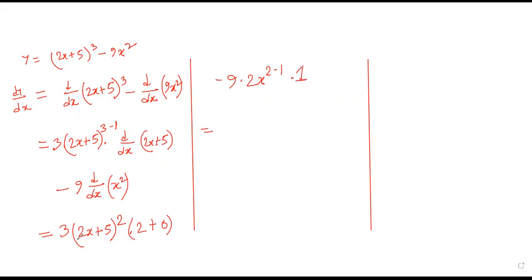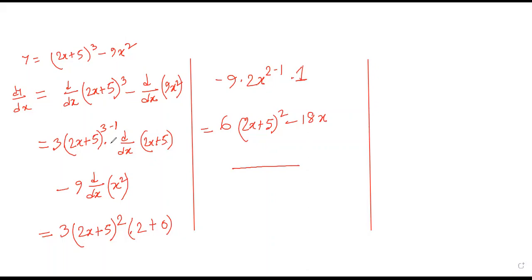So now we can write 3 times 2 plus 0, which means 2. So it will be 6, then (2x plus 5) whole square minus 9 times 2 is 18, x. 2 minus 1 means 1, so x. So this is our solution: 6 times (2x plus 5) whole square minus 18x.